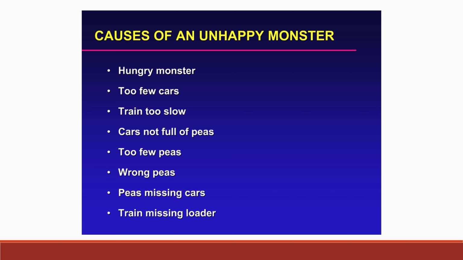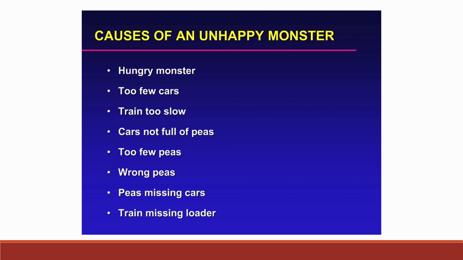Well, there's all sorts of other problems too. The monster could be overly hungry, or maybe there are too few cars, or maybe the train is too slow and therefore it doesn't deliver the right number of peas, or the cars are not full of peas because of some problem of production or whatever, or there are too few peas, or the wrong peas, or peas are missing in the cars, or the train loader of peas is broken and not working.